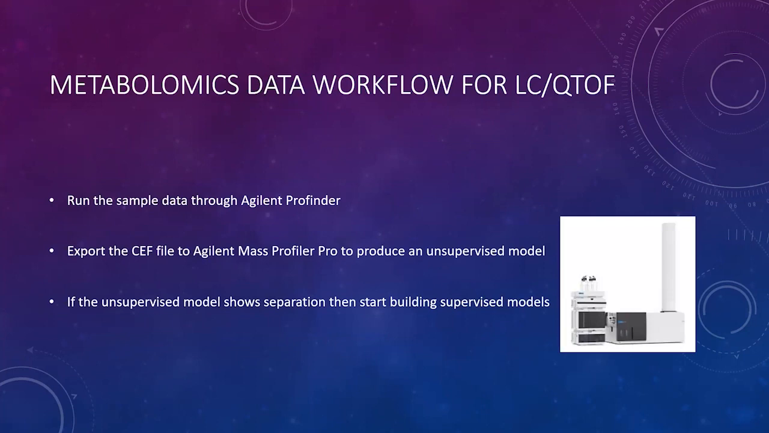Now, the data flow for LC-QTOF for the Agilent: we run sample data through Agilent ProFinder, which is their software. We export the chef file, just like we did with the GC-QTOF, into Agilent Mass Profiler Pro to produce an unsupervised model. And if the PCA unsupervised model shows separation, then we start building the supervised models.